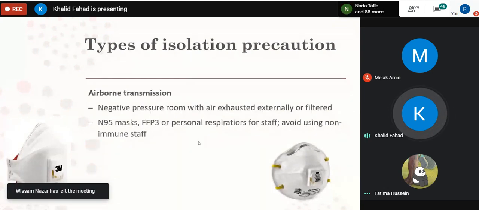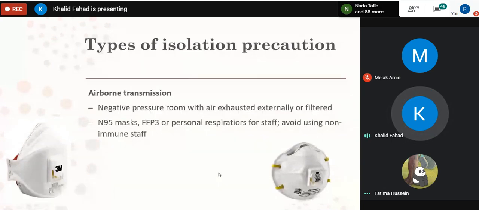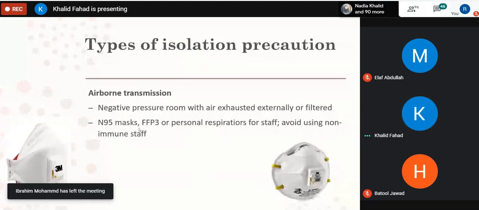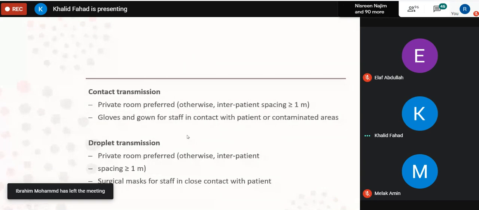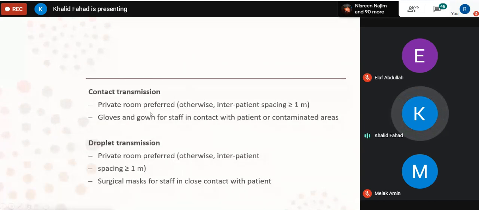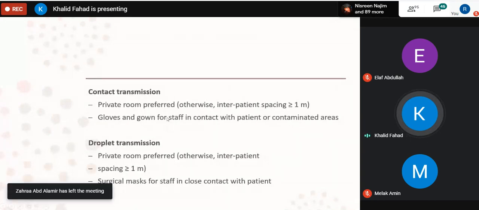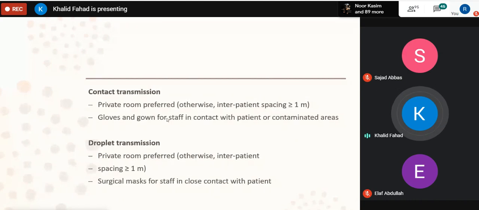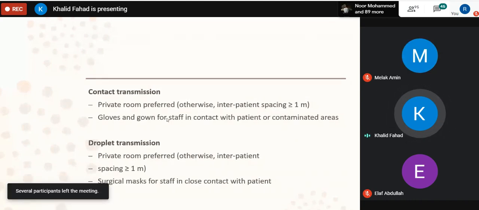And nowadays, we use these masks in order to prevent COVID-19 infections, using such tools to break the chain of infection and decrease the disease. What about the contact transmission? For example, in a patient who has diarrhea, we have to apply contact precautions, either isolated in a single room and use gloves and gown for staff in contact with the patient or contaminated area. This is very important inside the hospital settings in a patient who has developed diarrhea.